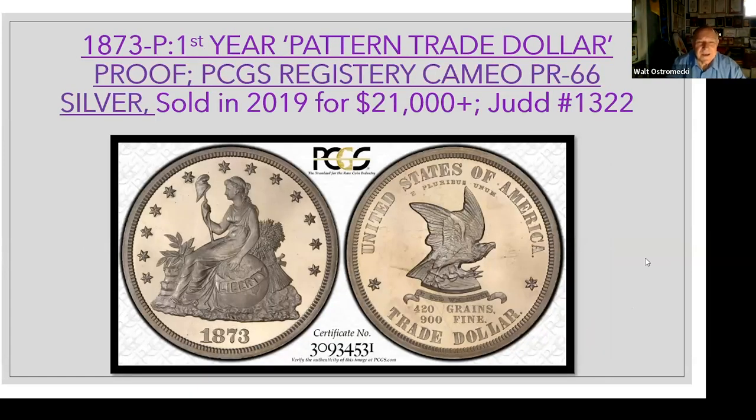Okay, 1873, Philadelphia. First year pattern trade dollar. This is a proof issue. PCGS registry set, cameo, proof 66. Another nice coin. Look what it sold for in 2019, $21,000. Wish I had the money to spend on that. I like the eagle too. He's standing there, looking up, bold, taking off. Another beautiful piece.